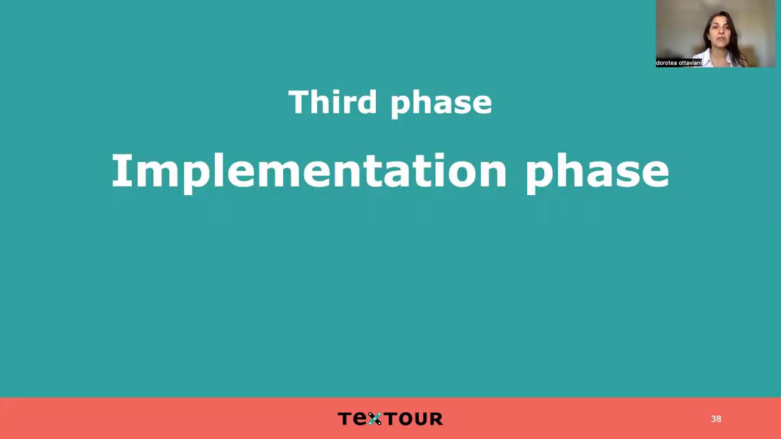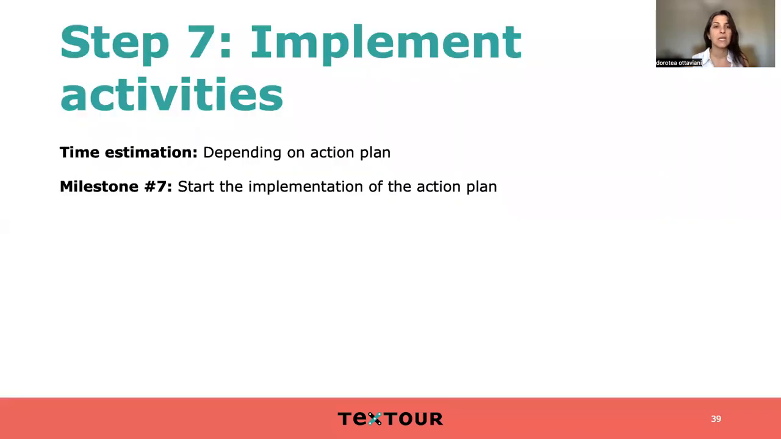So to reach the 3rd phase, the implementation phase. The 7th step is to implement the activities. The time, of course, depends on the action plan's characteristics, but anyway, it will start with milestone 7, which is the kickoff of the implementation of the action plan.